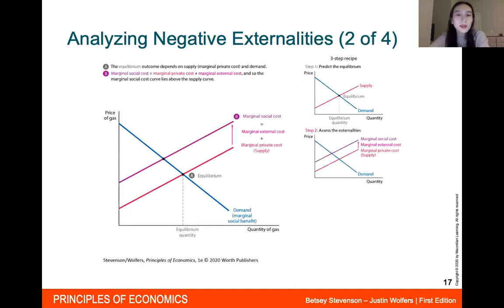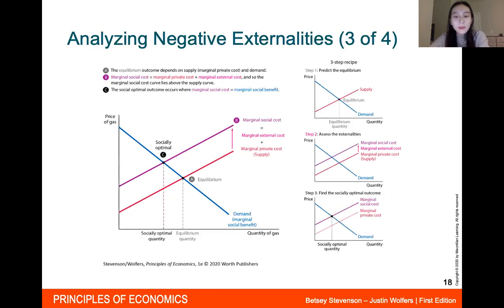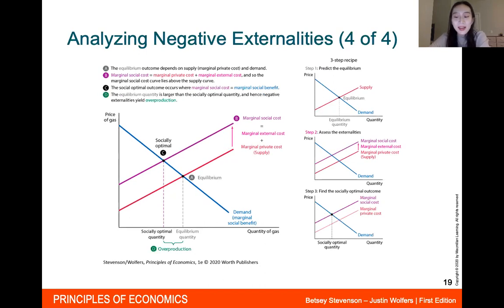So when analyzing a negative externality, the supply curve has to shift upwards to imply the social cost. The social optimal point is point C. Comparing point C to the old equilibrium point A, the social optimal quantity is less than the private equilibrium quantity. As a result, negative externality yields overproduction and overuse.